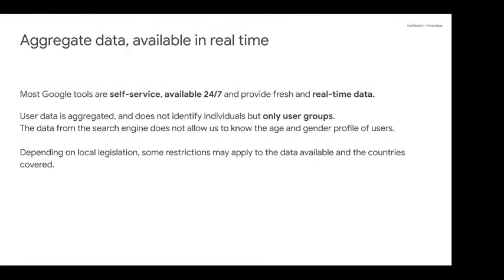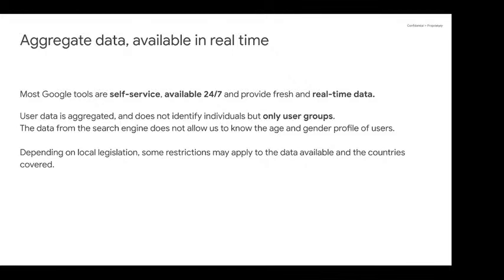And finally, the third point is aggregate data that's available in real time. Most of the tools that we'll look through are self-service and available at any time for anyone. You don't need to pay for them. In some cases, you might need to have a Google account, which probably most of you do. And we are providing in some of those tools fresh and real-time data.